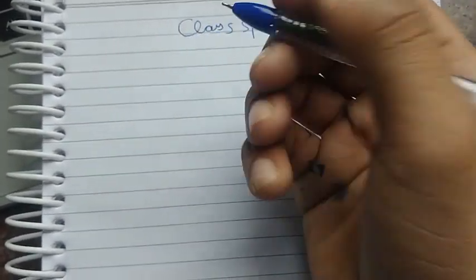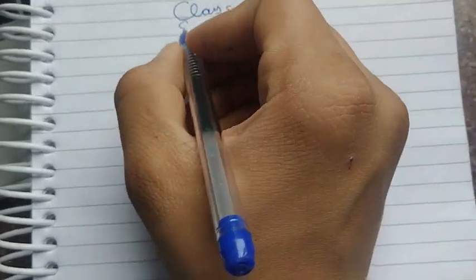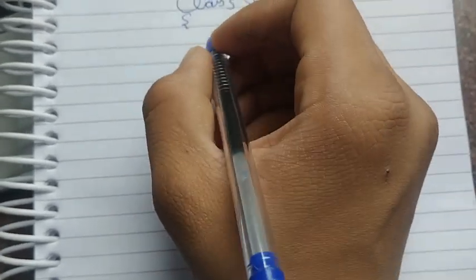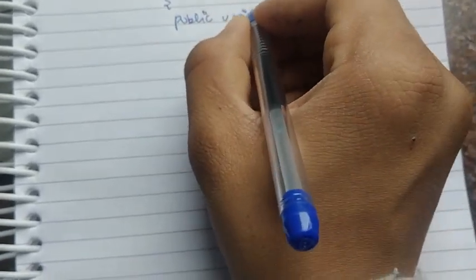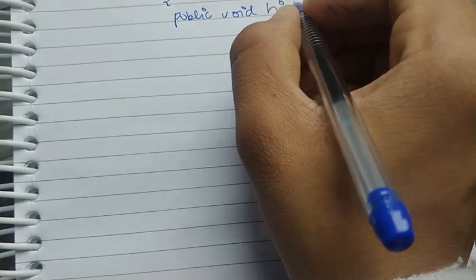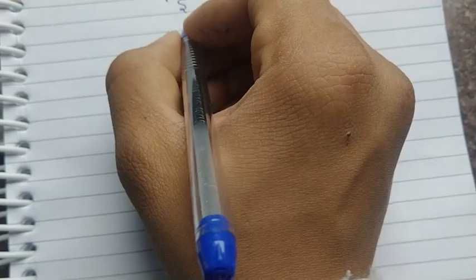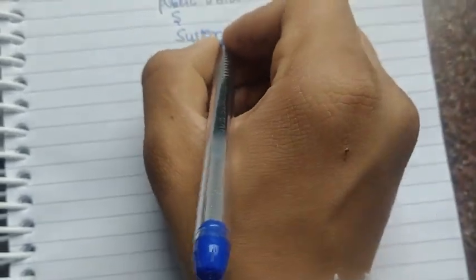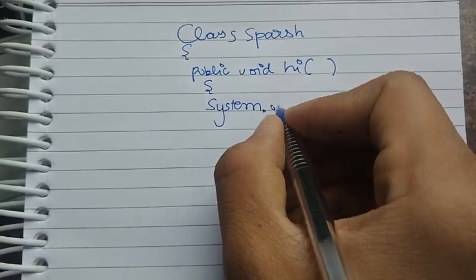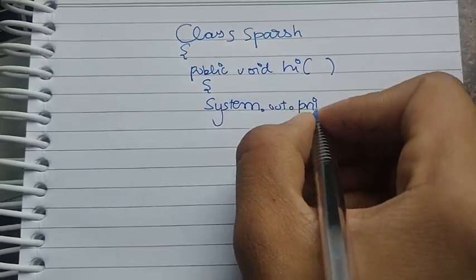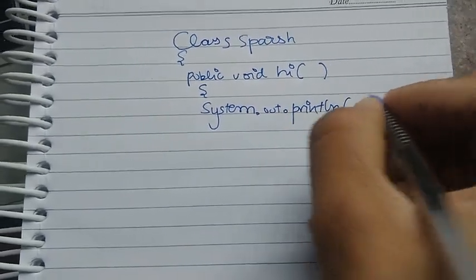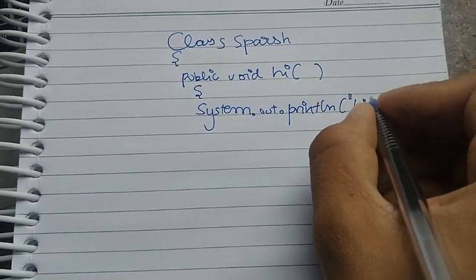Persh, starting with my name, with a capital first letter. Then curly braces, and we have a function in this class, public void hi, with curly braces. In this function we'll write a small piece of code, System.out.println.